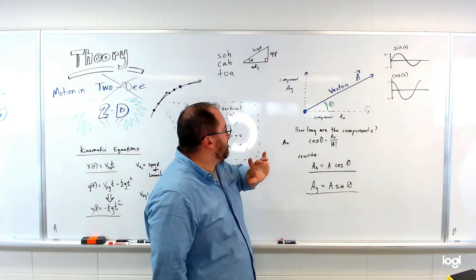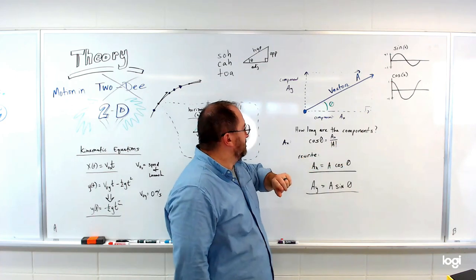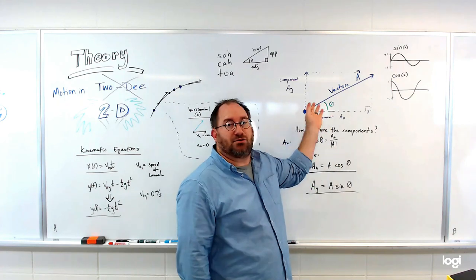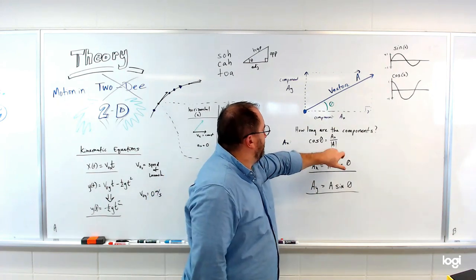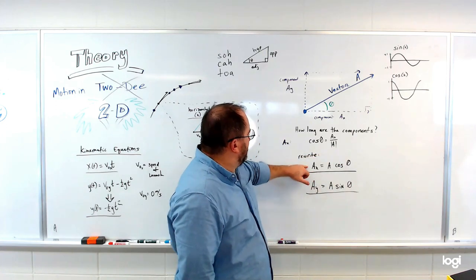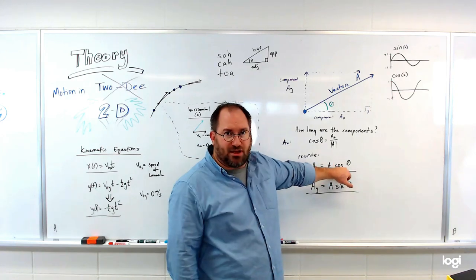And that means that we can write cosine is adjacent over hypotenuse. Okay, good. Where this absolute value gives the length or the magnitude of the parent vector. So if I rewrite this so that it's not having fractions in it, then I have the length of A sub x is equal to the length of A times the cosine of theta.